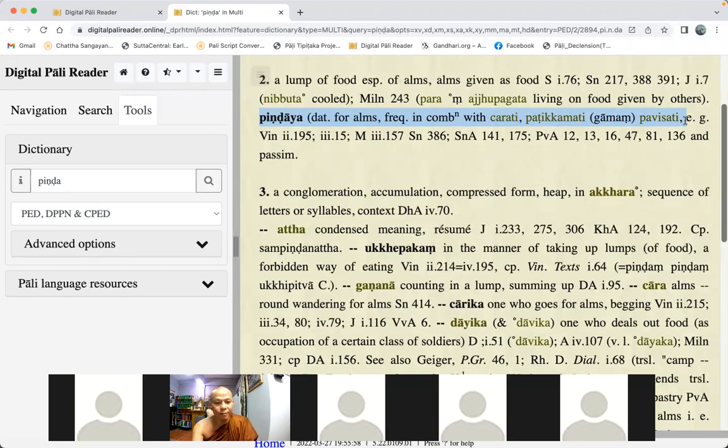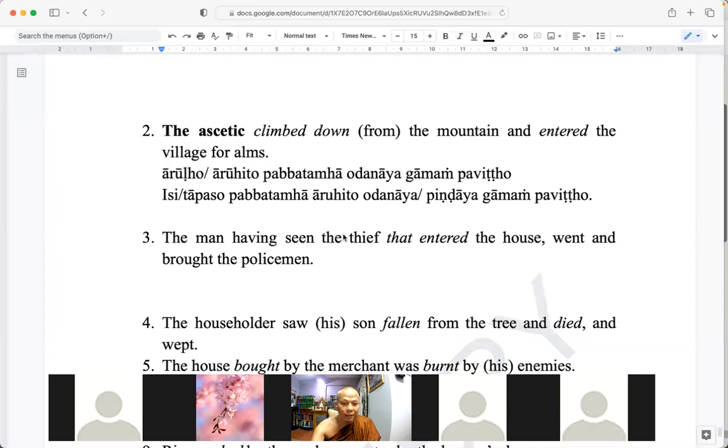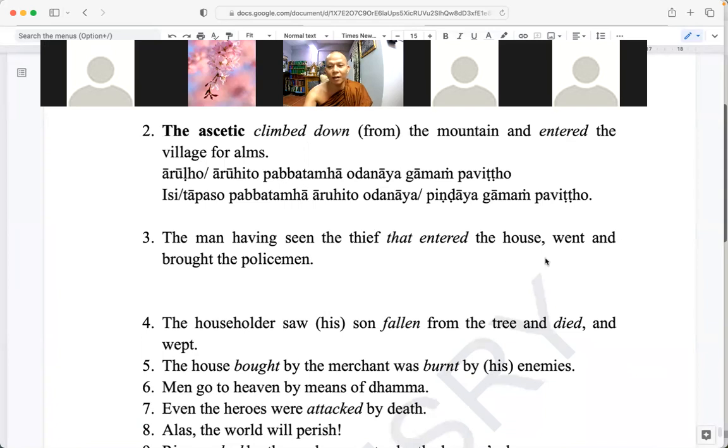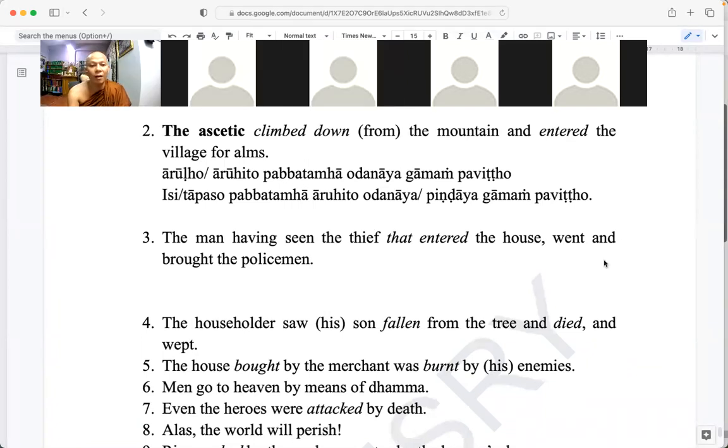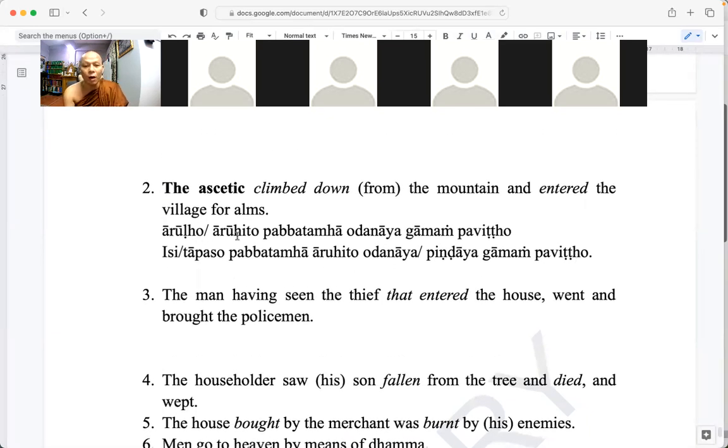Okay, thank you, Bhante. And another question: Bhante, may I know what is the meaning of aruho or aruhito? Thank you for your question. Aruhito means climbed up. Aruho or aruhito should be a short one. Orohito means climbed down. Okay.